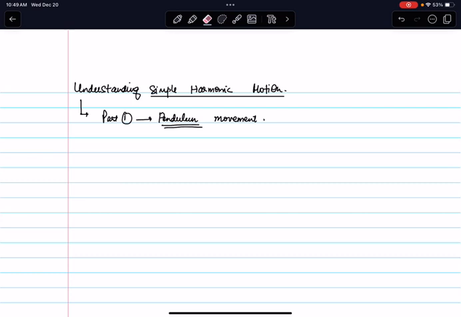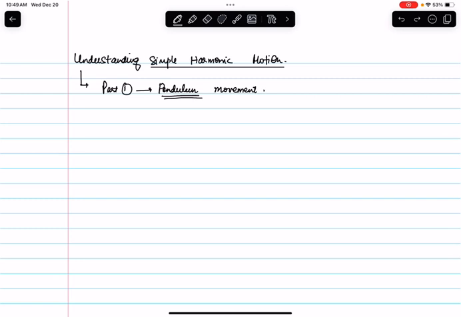So in this video, we're going to be understanding pendulum motion. We'll first start off with simple harmonic motion, and the first part is going to be understanding pendulum movement. This is the unit for waves. This is the first unit that you're going to be seeing in waves.